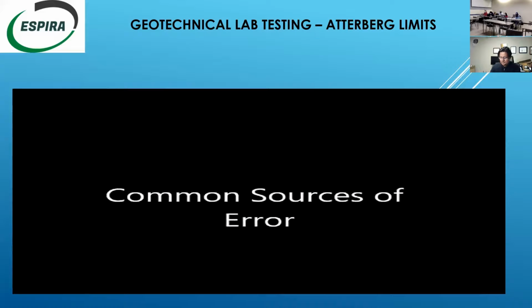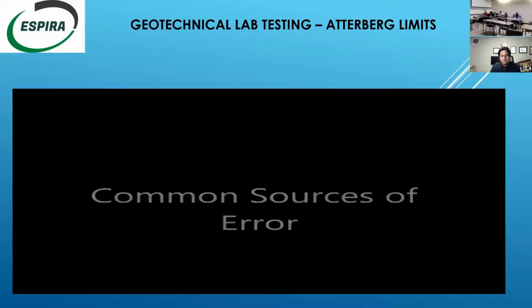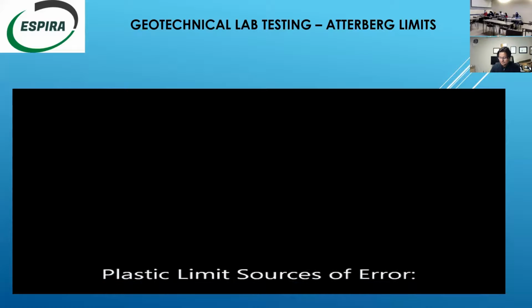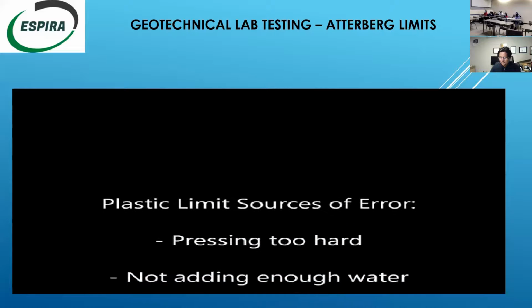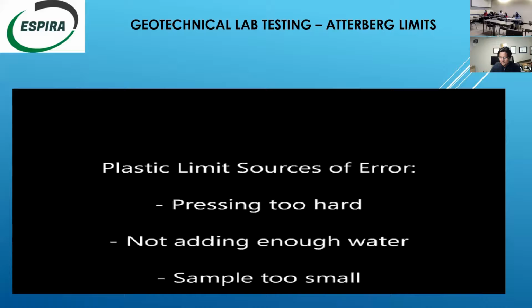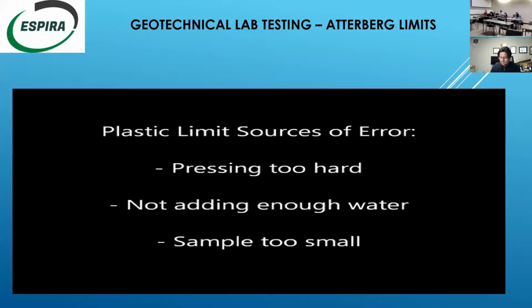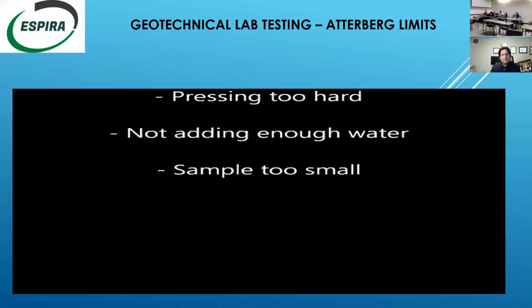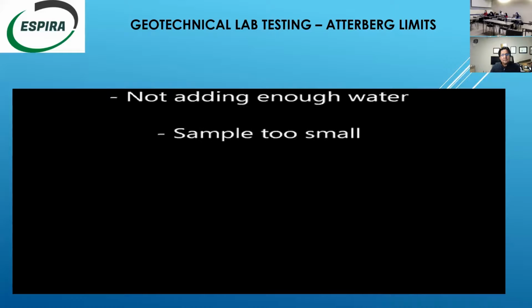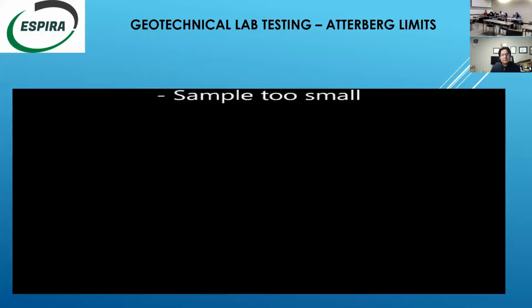Common sources of error. The most common source of error for the Atterberg limit test comes from human error. For the plastic limit, pressing too hard while rolling or not adding enough water initially can lead to erroneous results. Using too small of a sample will also distort the water content calculations, which are vital to this experiment.